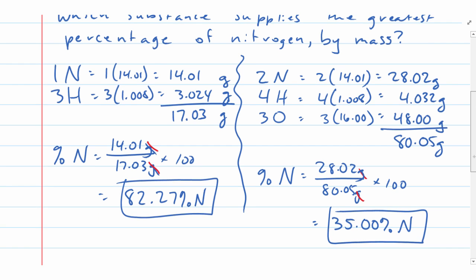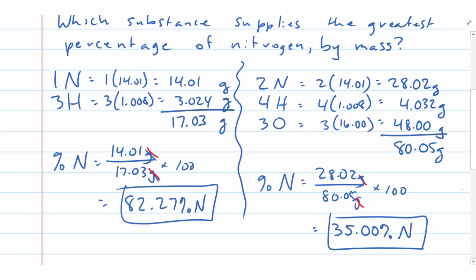So we go back to the question we had just asked before. Which substance supplies the greatest percentage of nitrogen by mass? And that would be ammonia. The ammonia here at 82.27%. So any questions on the calculations?